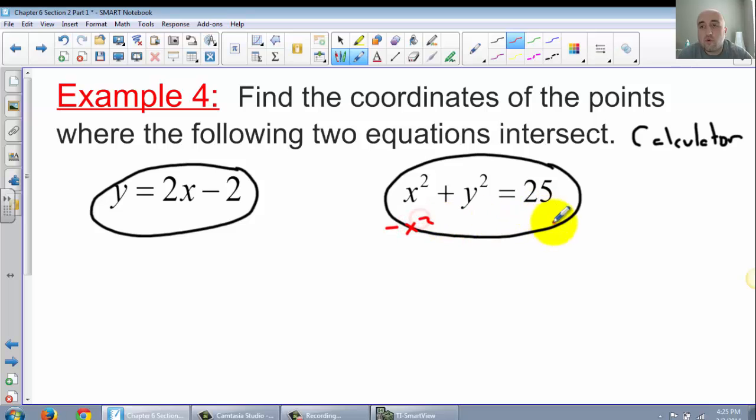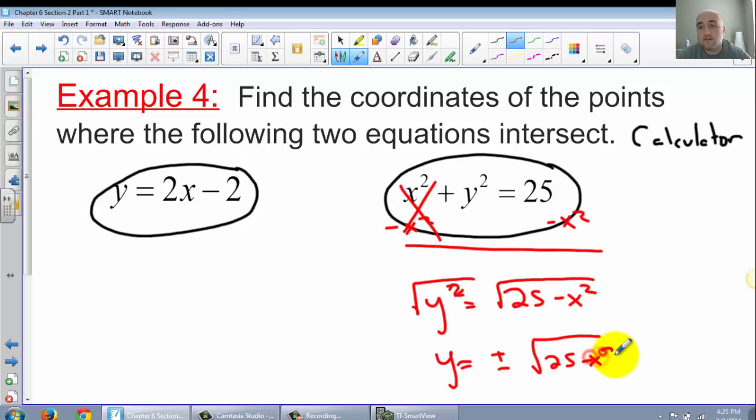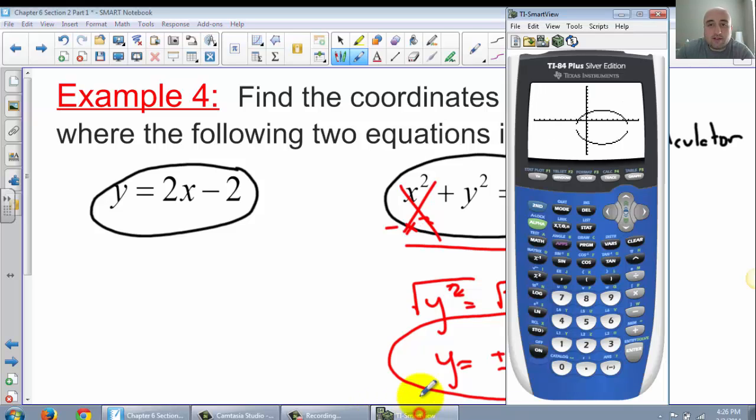I need to subtract x squared. The x squareds go away, so y squared equals 25 minus x squared. I need to square root. So y is equal to plus or minus the square root of 25 minus x squared. Okay. So there are my three equations. Okay. So let's go back to my calculator.